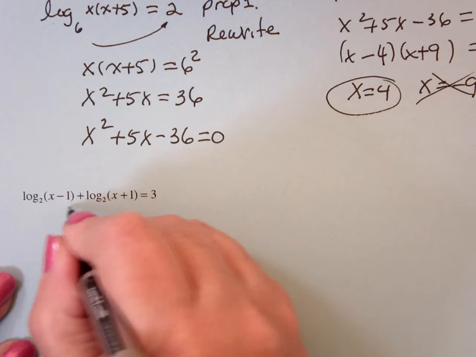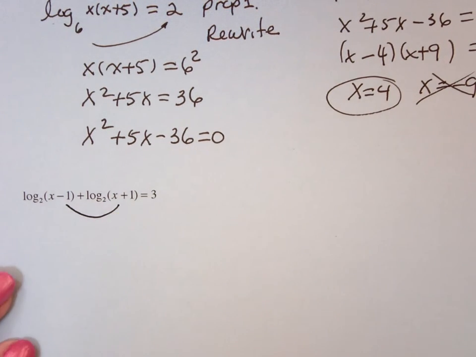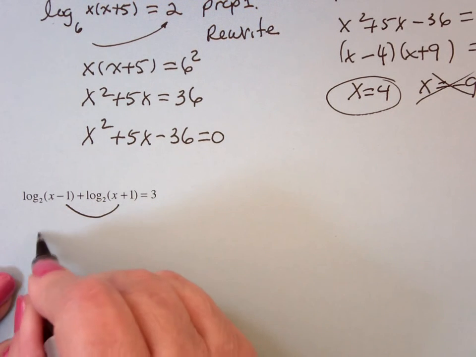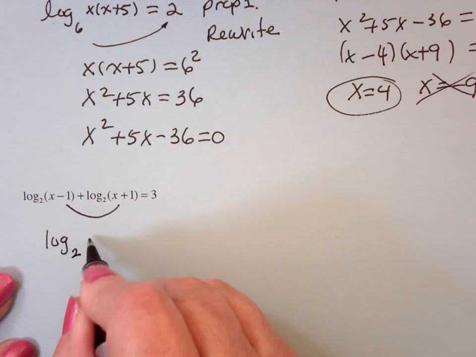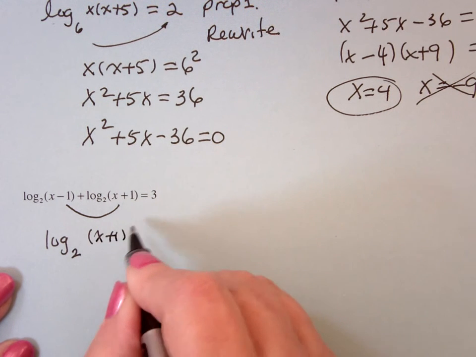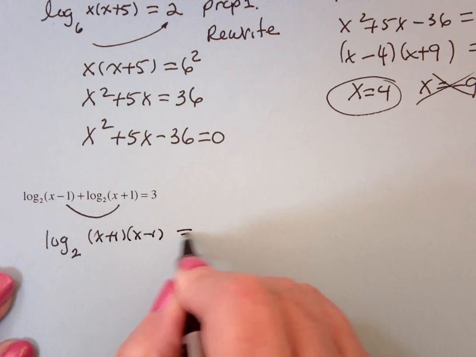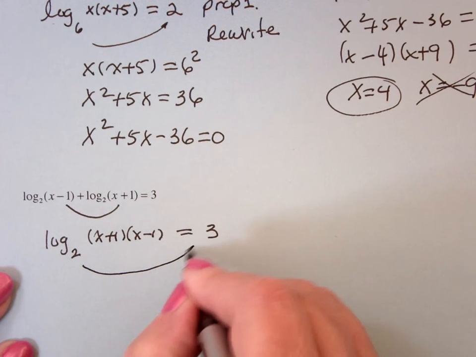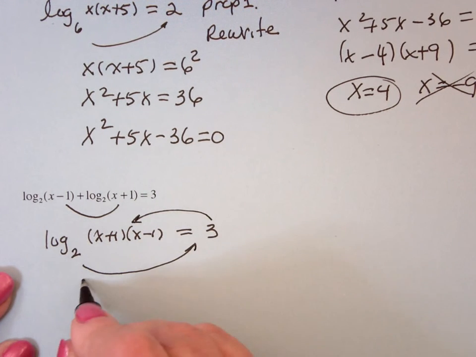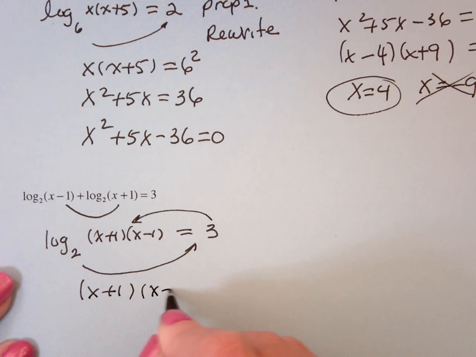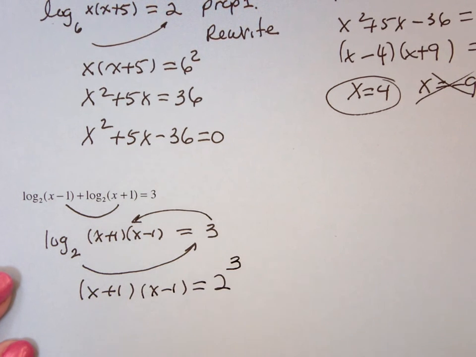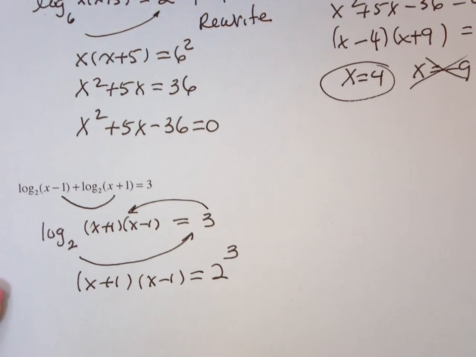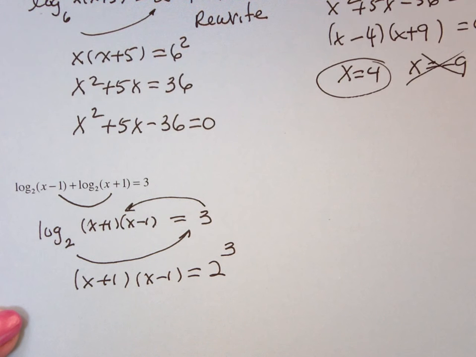Same idea. These two get brought together. Property 1 would say that log base 2 of x plus 1 times x minus 1 equals 3. Rewrite: 2 to the 3 is equal to the argument. That's why if you can't rewrite it into exponential notation, this test will hurt you on this test.